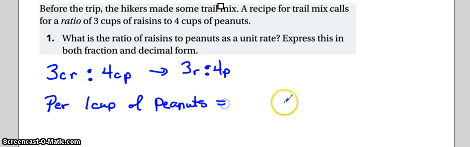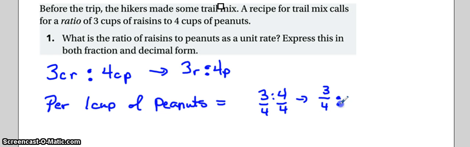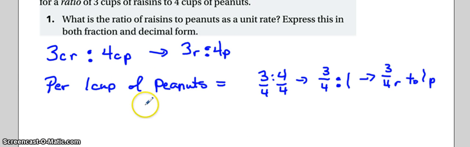So what we're going to do here is take this 3 to 4, and we are going to divide both sides by 4 because 4 is the peanut. What this does is it gives us 3/4 on the one side to 1 on the other side. So what that means is we have 3/4 cups of raisins to 1 cup of peanuts.